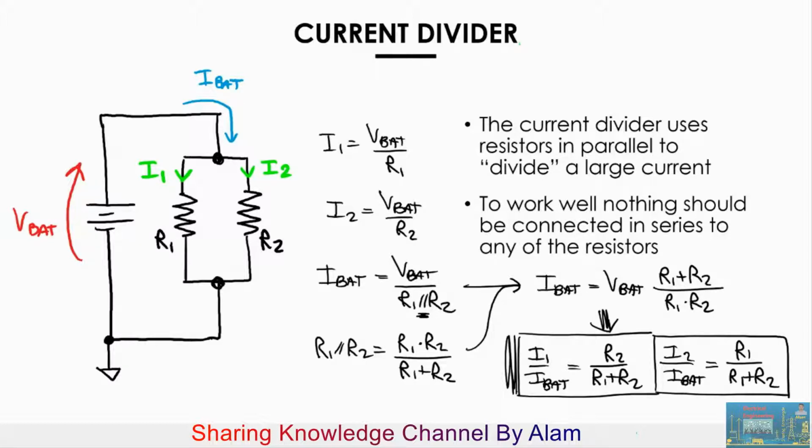In the case of the voltage, we put in the numerator the resistor whose voltage drop we are calculating, while in the case of the current, we put the other resistor. Here we are calculating I1 over Ibat, and the result is R2 divided by the sum of the resistors. At the same time, when we want to calculate the current I2, we have R1 divided by the sum of the resistors. This is the opposite of what you get if you are calculating the voltage over this resistor in a voltage divider.